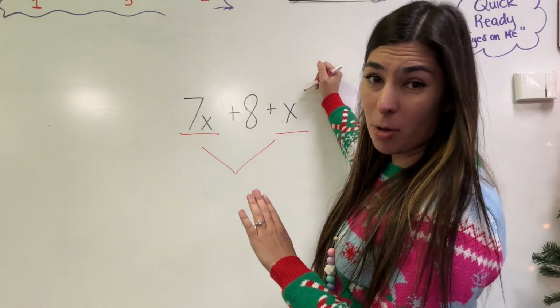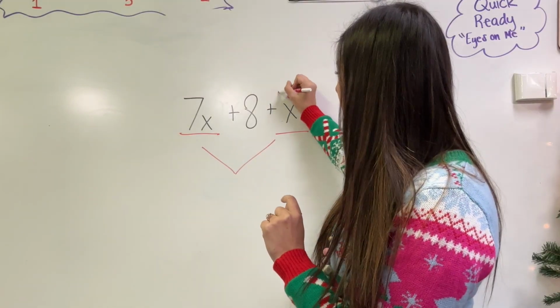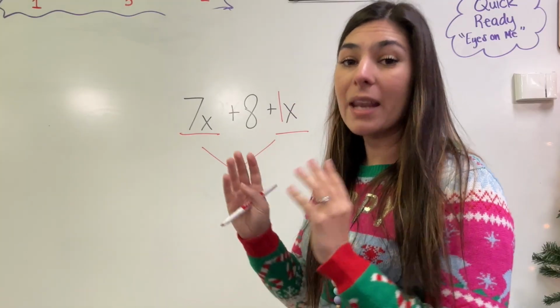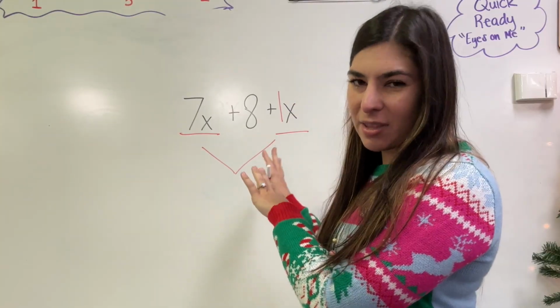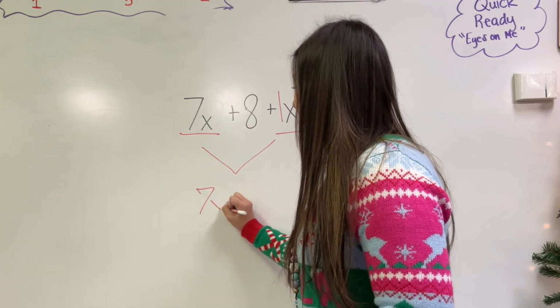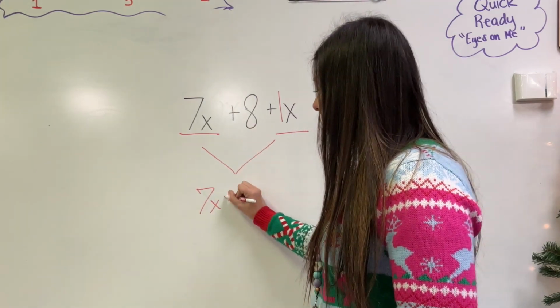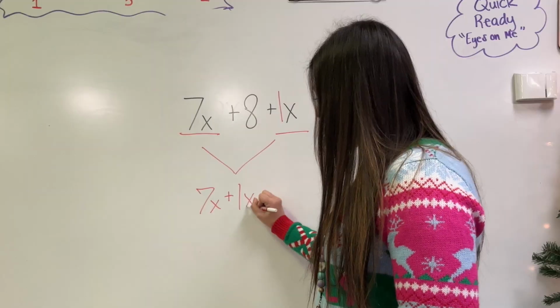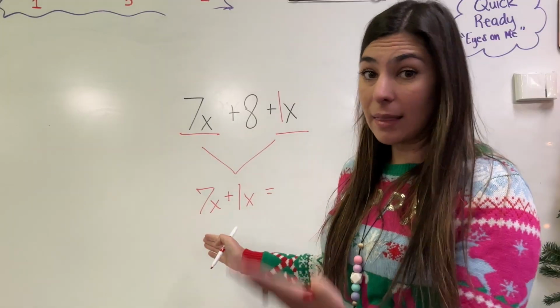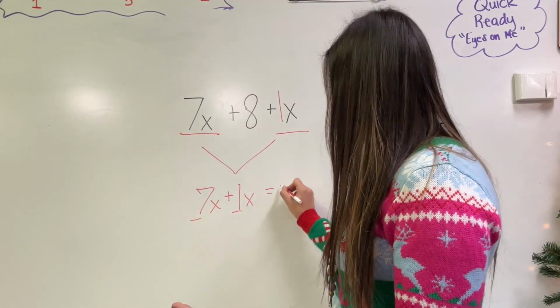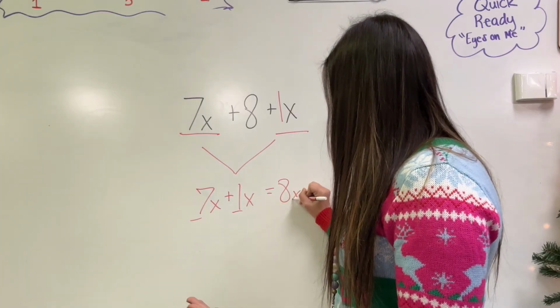So when we see an x all by itself, there's basically a sneaky little 1 in front. So when we are adding or multiplying those together, we can consider that a 1x. 7x, now we are adding, so I'm going to continue adding, and then 1x. To do that, I'm going to add these like normal. 7 plus 1 equals 8, and then I add the x to it.